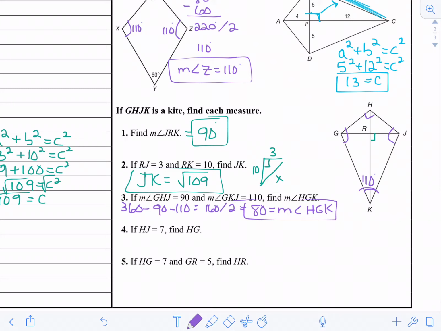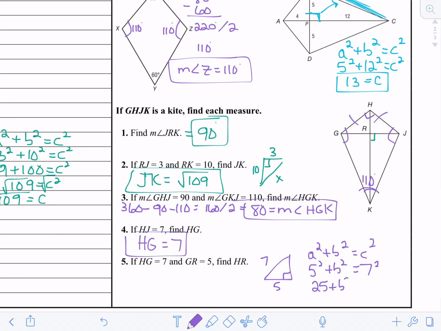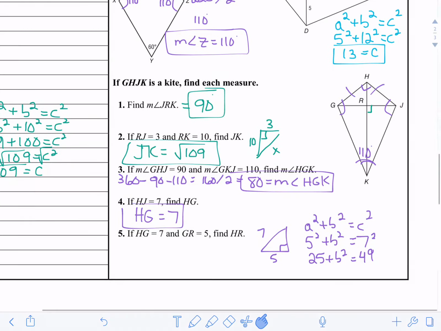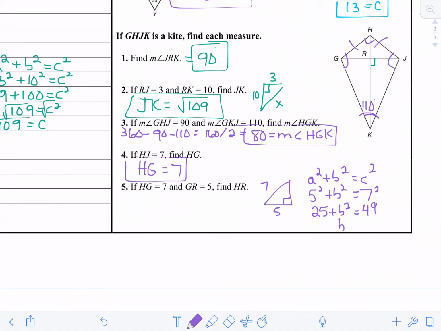HJ is 7, find HG. Those two pieces are congruent, so HG is going to be equal to 7. HG is 7, GR is 5, so again I'm going to have to draw a little right triangle here. HG is 7 and GR is 5, so A squared plus B squared equals C squared. So we will have 5 squared plus B squared is equal to 7 squared. So 25 plus B squared equals 49. When I subtract, we'll get B squared is equal to 49 minus 25, which is 24. And then square root both sides.